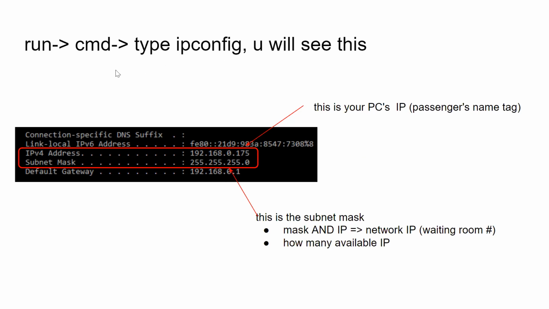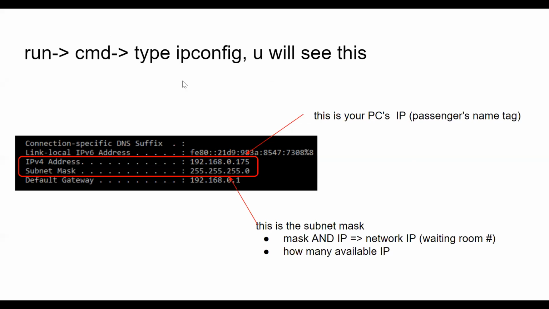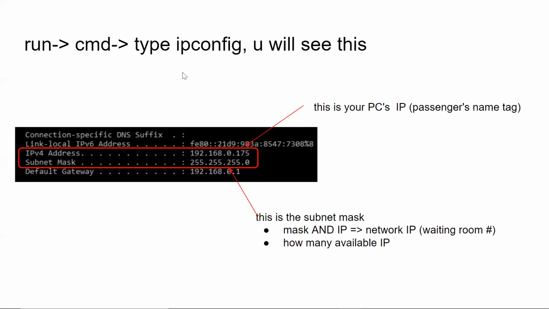Anyways, you can see your own IP. It's not that hard. If you open command prompt, you can type in ipconfig, and it should give you a huge list of information. In that list, you will see your IPv4 address and then your subnet mask. We will review what a subnet mask is later.